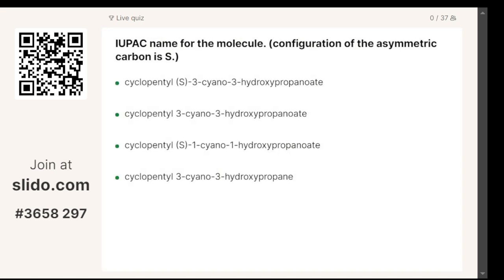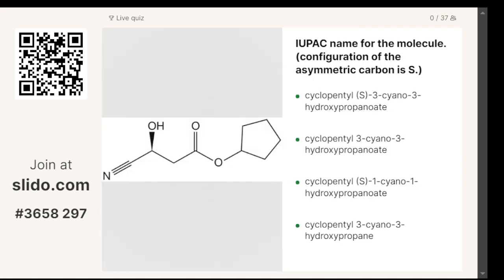Everybody ready? What's the IUPAC name for this molecule? And I've given you the configuration for the asymmetric carbon. It's S. So I'm not making you figure that out because we're mostly just concentrating on our new naming toys.